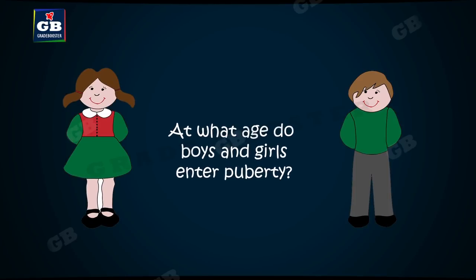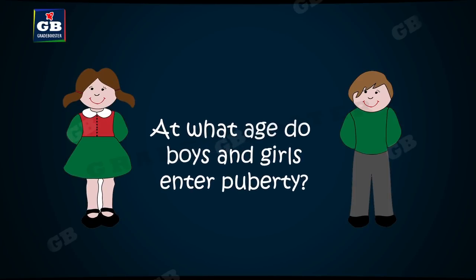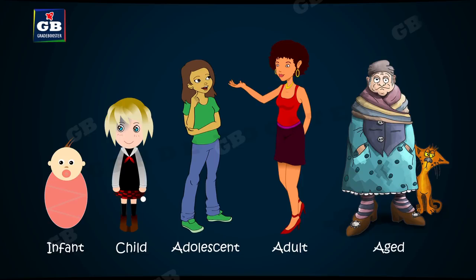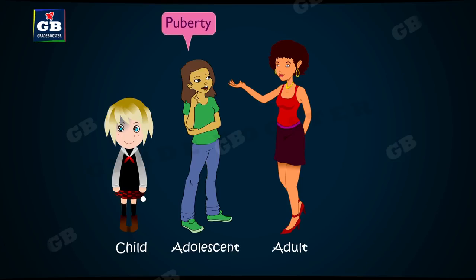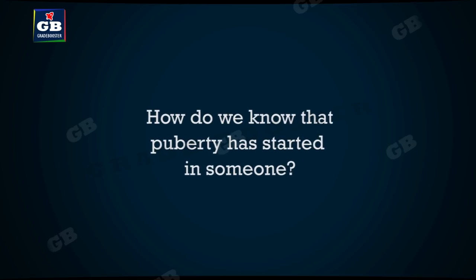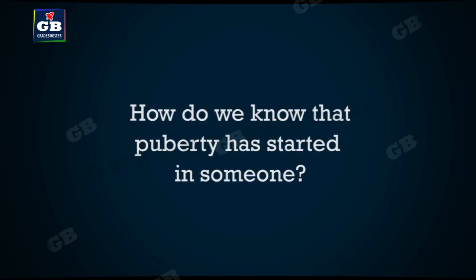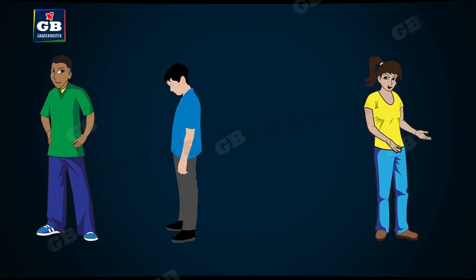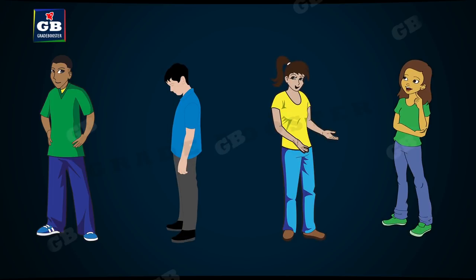At what age do boys and girls enter this puberty? There is no specific age, but they enter into puberty in adolescence. Adolescence is the stage between childhood and adulthood. How do we know that puberty has started in someone? We can notice the onset of puberty in boys and girls with some noticeable changes happening in their bodies.